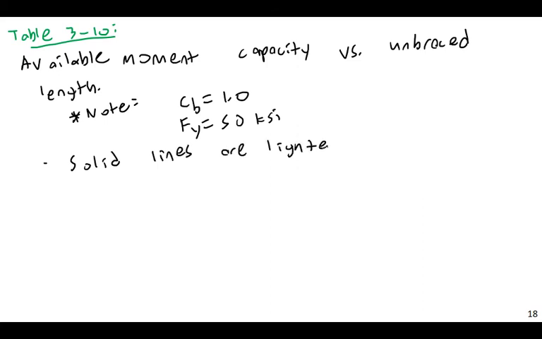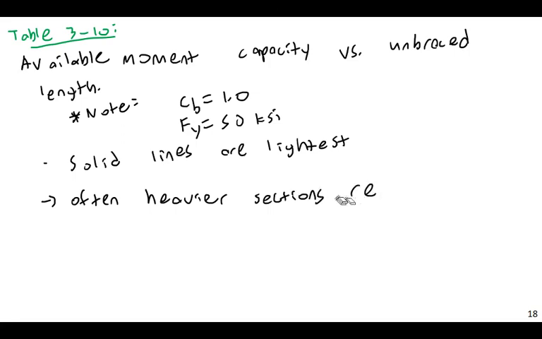So the question is, if this is how we can find the lightest section, why would anyone ever deliberately use a heavier section? Yes, typically size requirements. That's what it usually is going to come down to. Often heavier sections are needed because of sizing requirements, in particular, depth requirements.